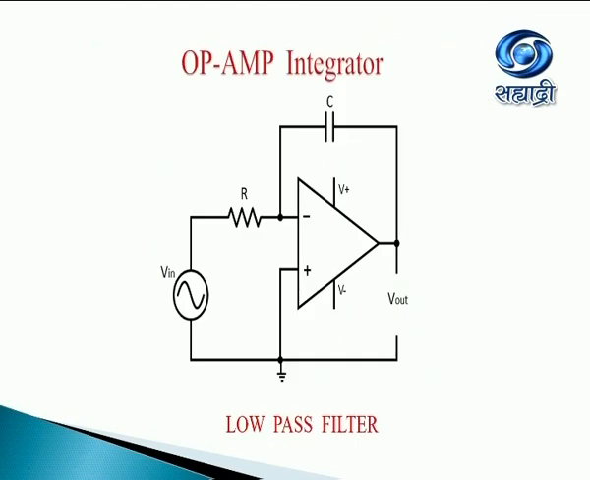Op-amp integrator, when supplied with sine, acts as a low-pass filter. Low-pass filter is a circuit which allows frequencies below cutoff frequencies. R and C determine the cutoff frequency. So this circuit allows frequencies below cutoff frequencies. So it is a low-pass filter.